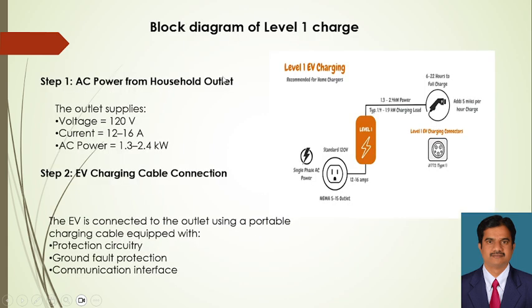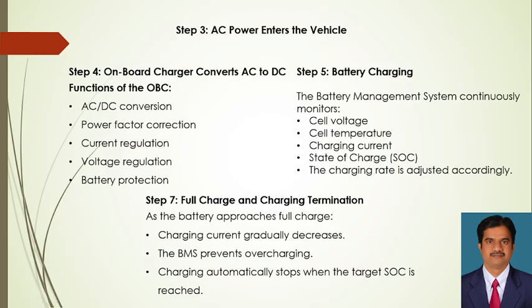Once AC power enters the vehicle, we have the onboard charger. So in Step 4, we have the onboard charger that converts AC into DC. The onboard charger is built into the vehicle. Remember, there is a difference between Level 1, Level 2 and fast charging. This onboard charger is the main difference between the 3 different types of chargers. In the Level 1 charger, we are using the onboard charger in the vehicle itself, not outside.